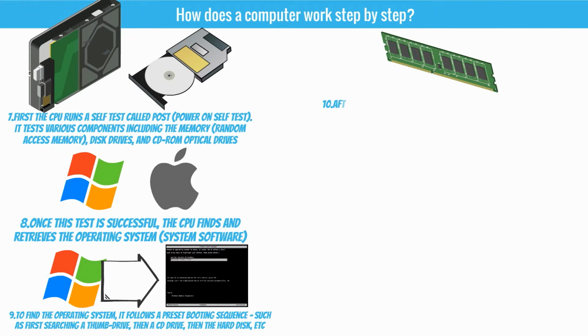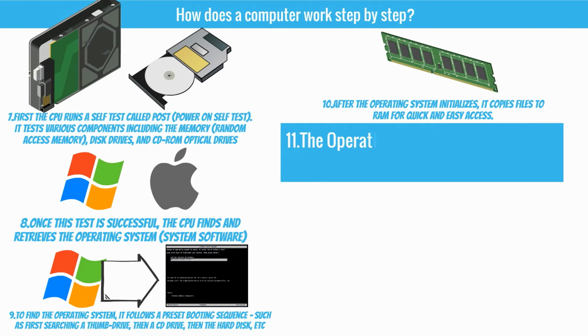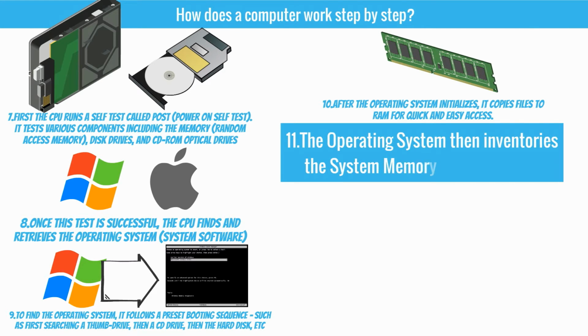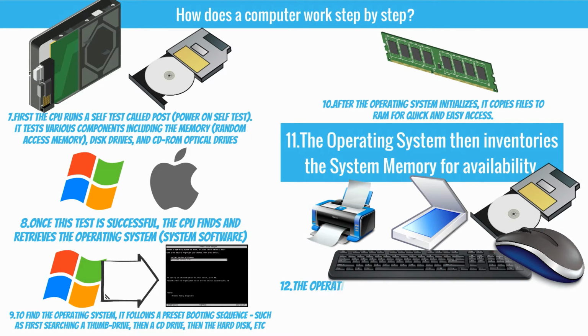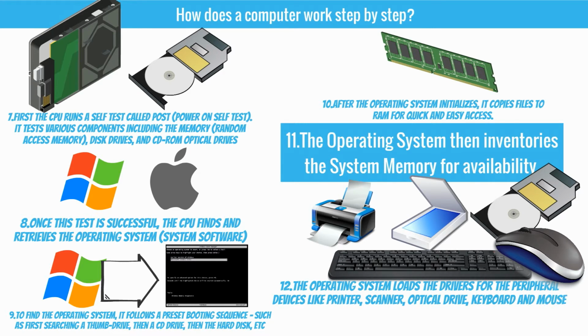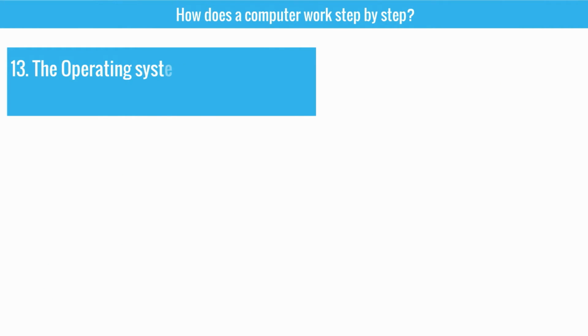After the operating system initializes, it copies files to RAM for quick and easy access. The operating system then inventories the system memory for availability. The operating system loads the drivers for the peripheral devices like printer, scanner, optical drive, keyboard, and mouse. The operating system now waits for you and allows you to access its applications.